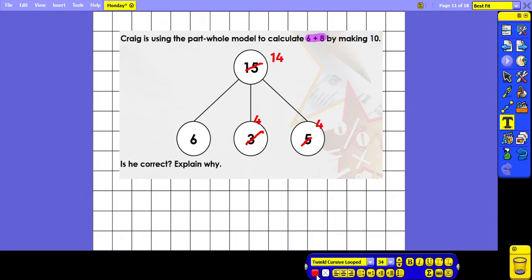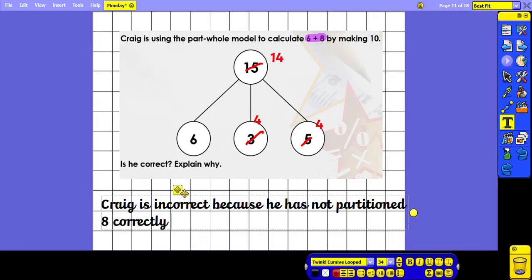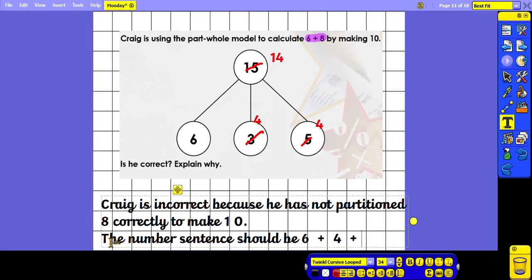So we can say Craig is incorrect because he has not partitioned eight correctly to make 10. The number sentence should be six add 4 equals 14.